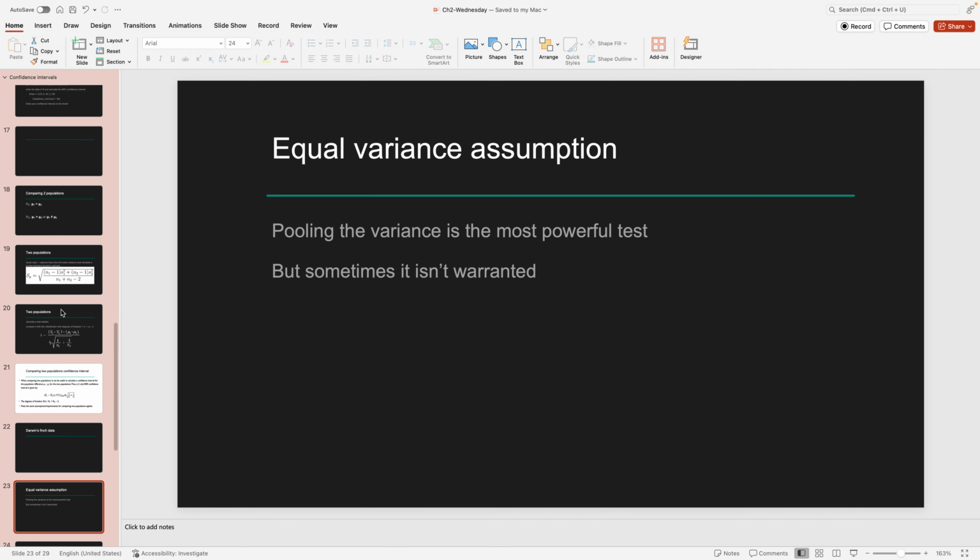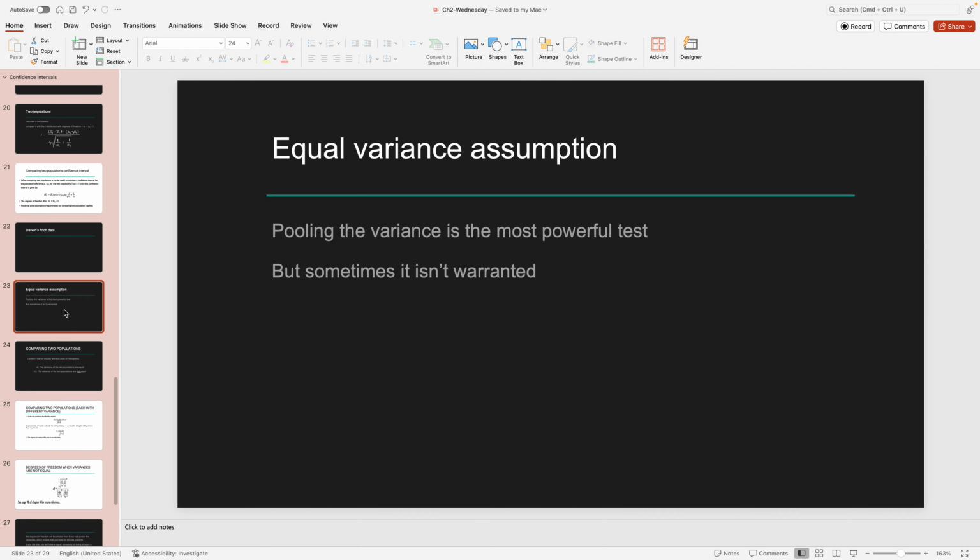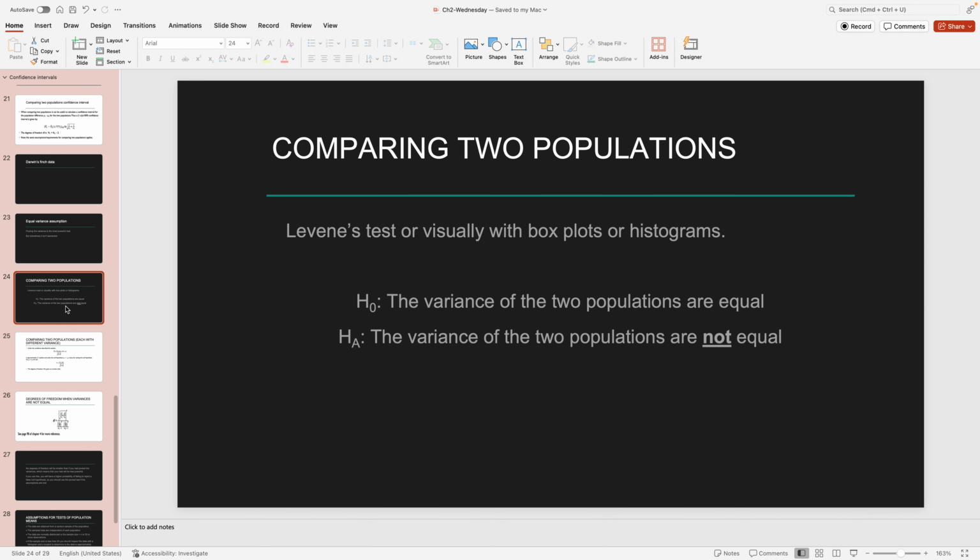So remember that pooling the variance is the most powerful test, but we have to make sure that that's appropriate. Okay, so we have a test called Levene's test. And Levene's test is that the variance of the two populations are equal. The alternative is that the variance of the two populations are not equal. So Levene's test allows us to assess this assumption.